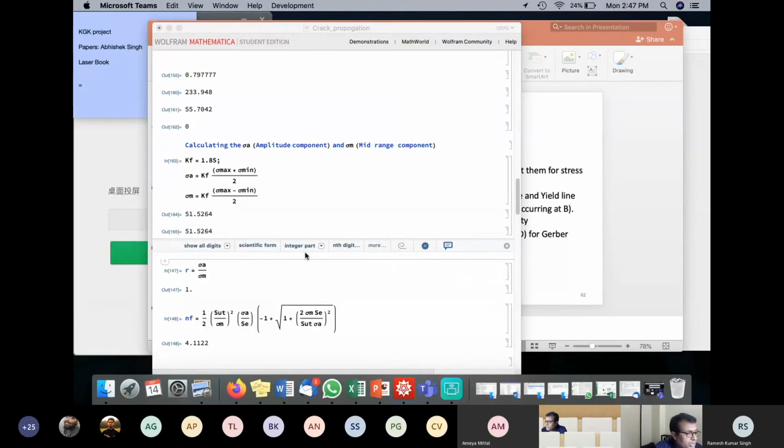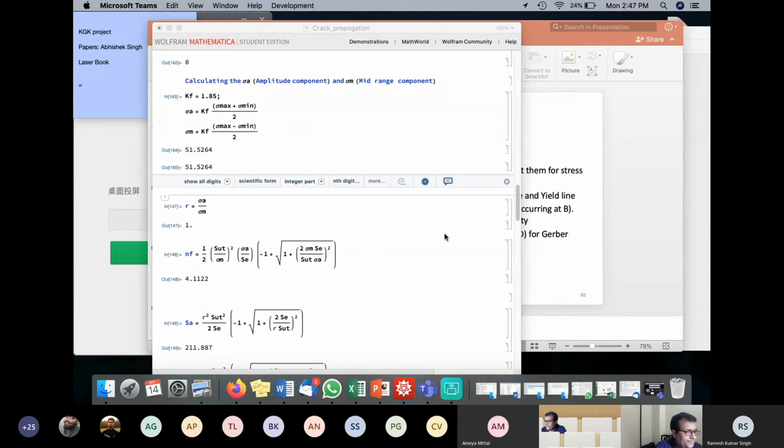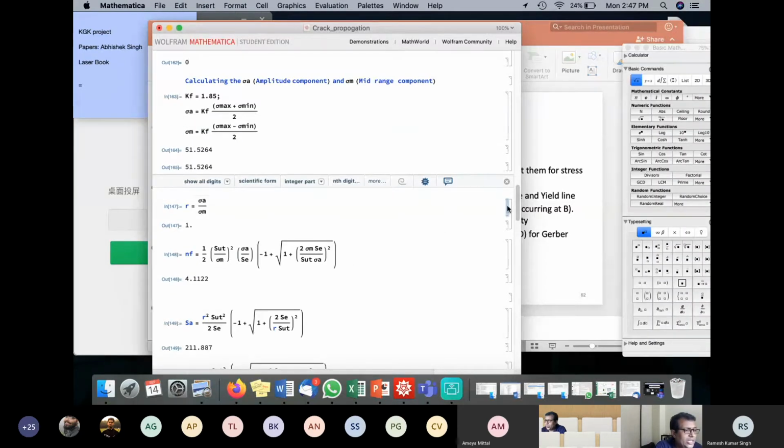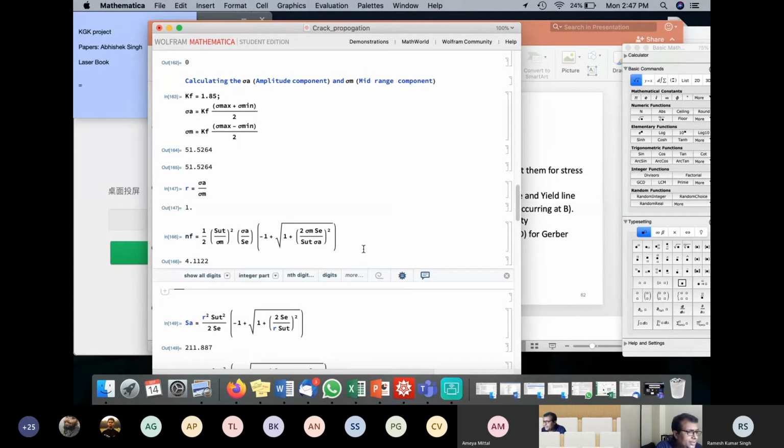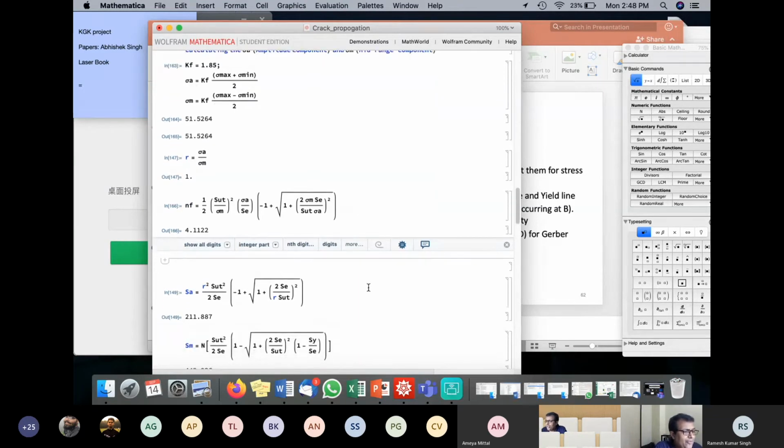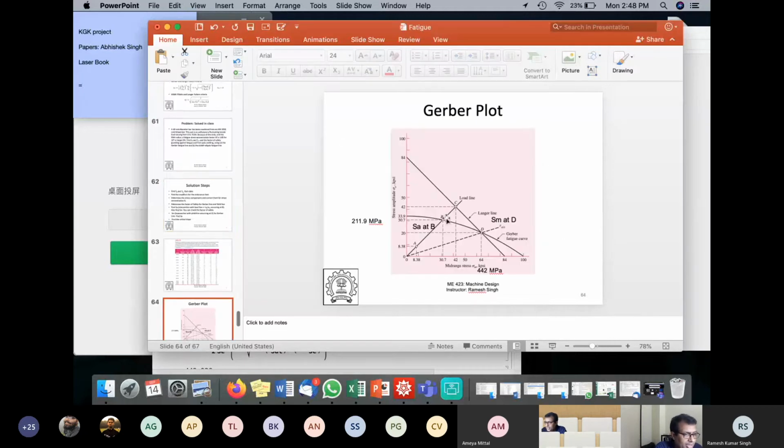Just 1 second. So the factor of safety, if you see, this is the equation right here. And I know my loading line, the loading ratio is sigma A by sigma M, I showed you there. So I have this, and the factor of safety basically is 4.112, right? So let me just show this. This is where I am. My loading condition is right here at A. What I have found out is OB by OA.